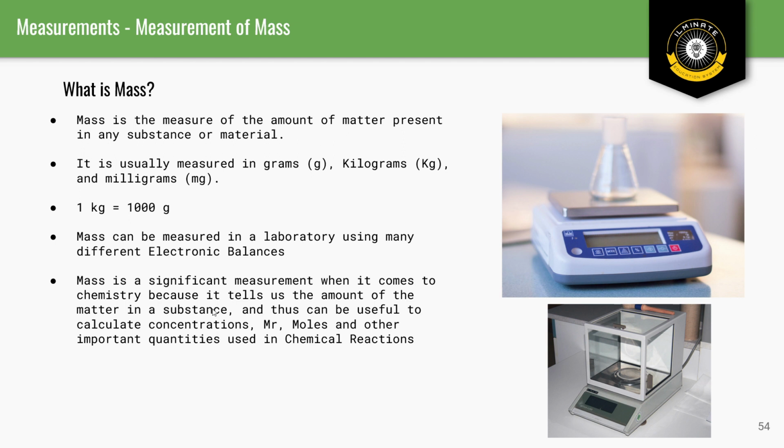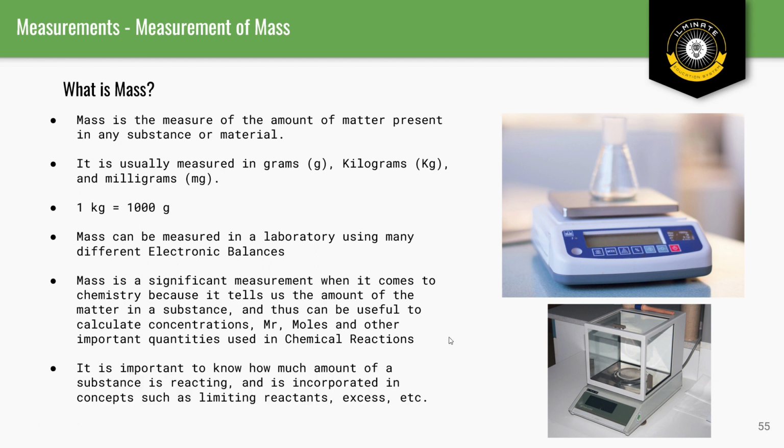And as we said before, mass is a significant measurement when it comes to chemistry because it tells us the amount of matter in a substance. Thus, it can also be useful to calculate concentrations, Mr, moles, and other important quantities used in chemical reactions, which we'll be looking at in the upcoming topics and videos. It is also important to know how much of a substance is reacting, as in concepts like limiting reactants and excess, and mass will be an important measurement there.